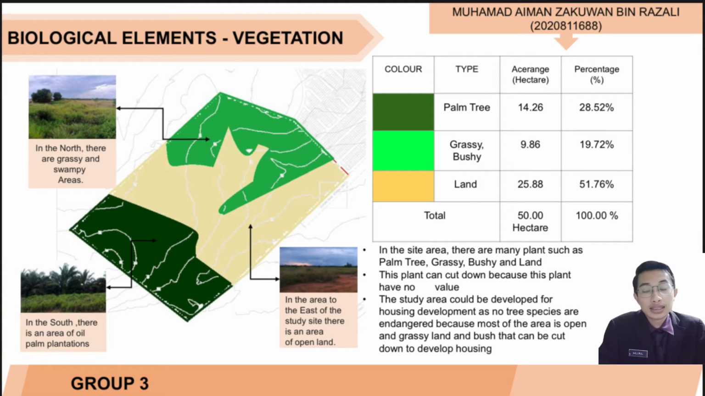As you can see in the legend, there are 3 types of vegetation. The first is palm trees.